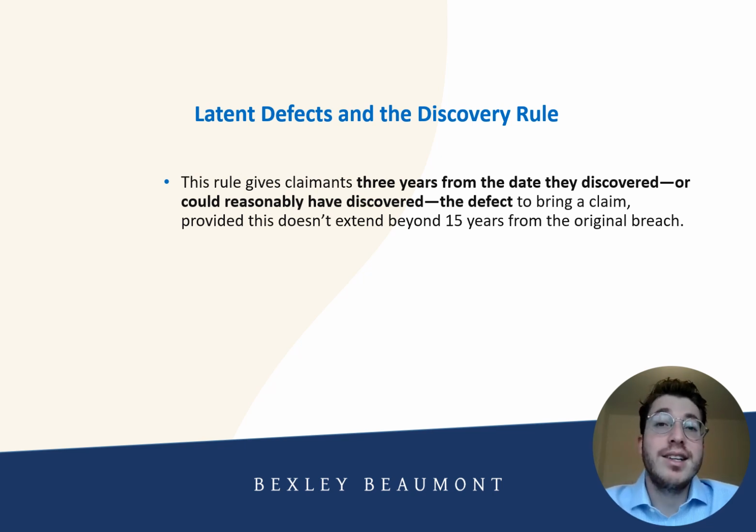However, for some latent defects, there is a concept called the discovery rule, which has been introduced by way of the Latent Damage Act 1986. In short, this rule gives claimants 3 years from the date they discovered or could reasonably have discovered the defect to bring a claim, provided this date doesn't extend beyond the long stop date of 15 years from the date of the original breach. There is that long stop date fixing that.